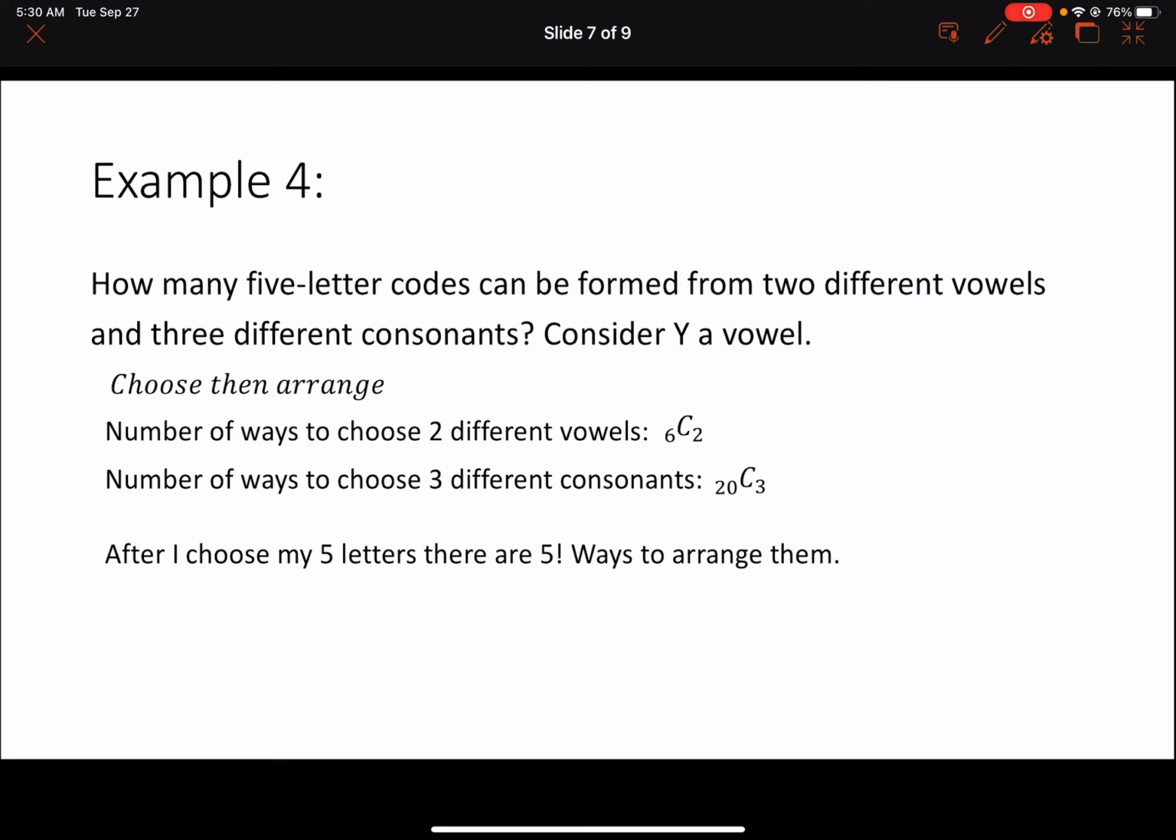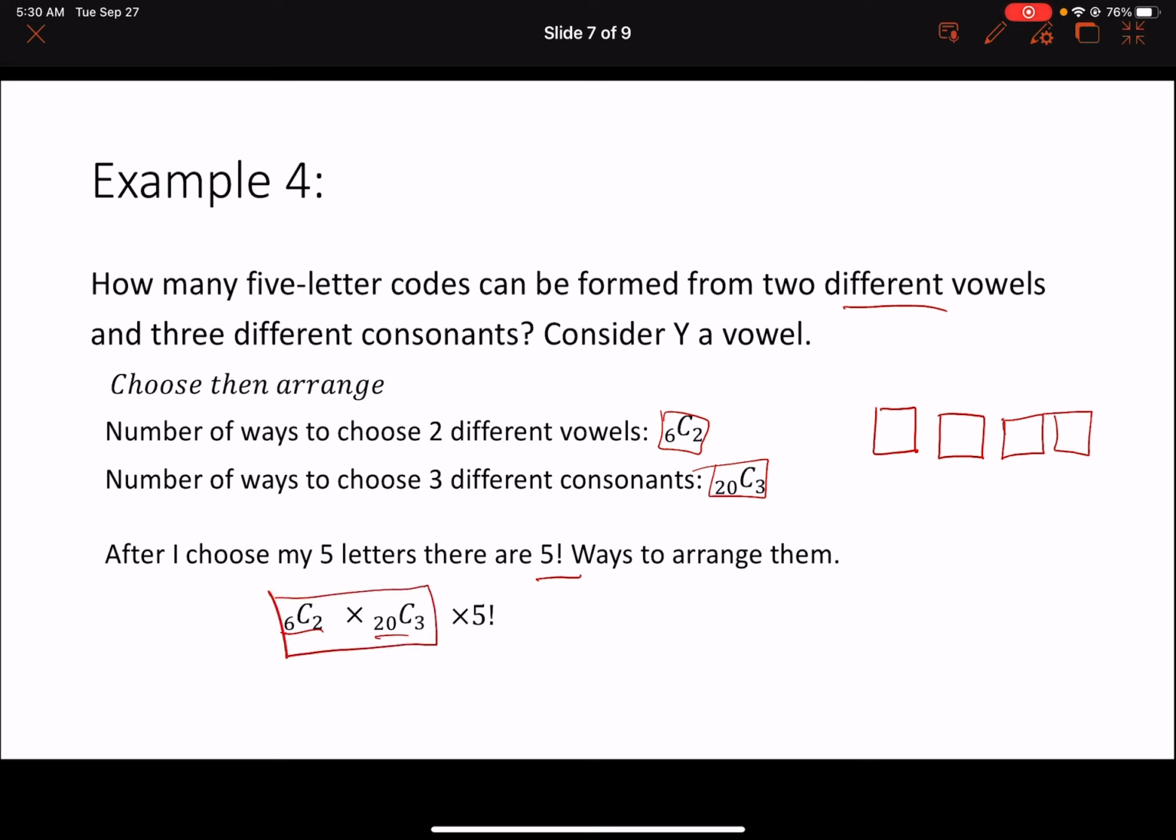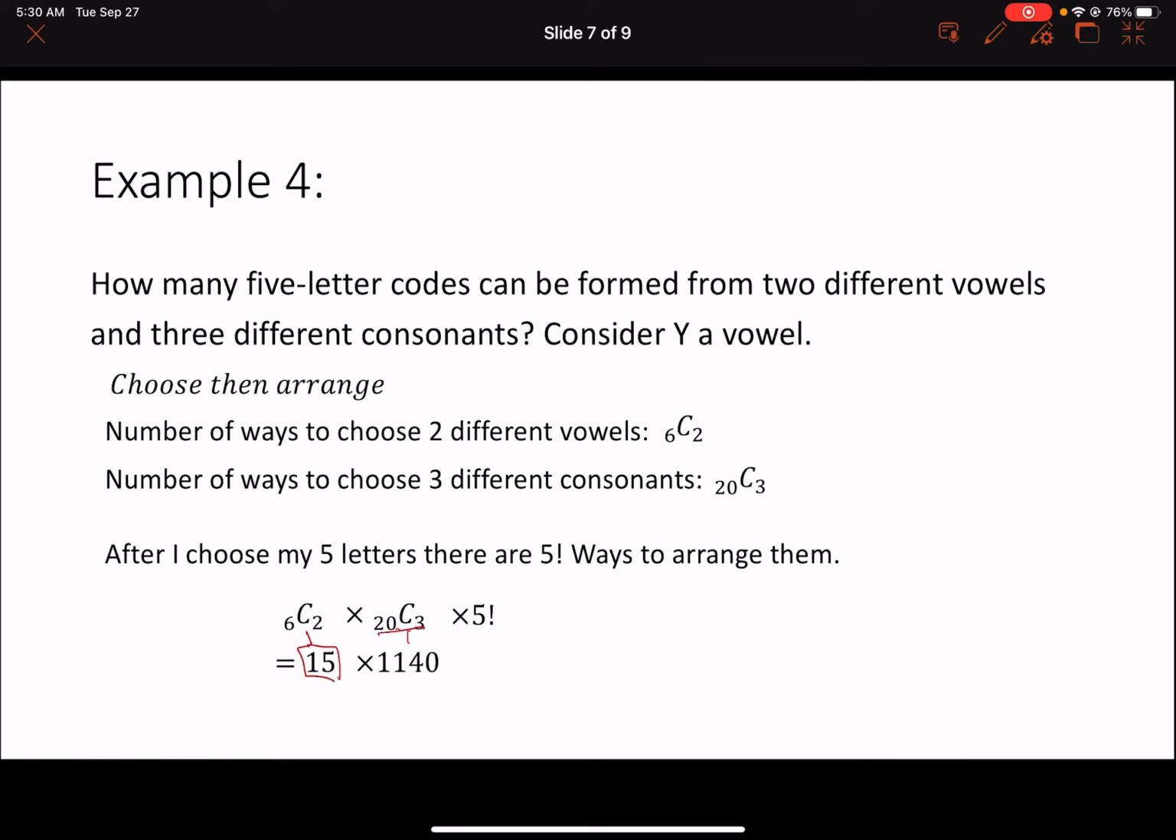Once I choose my 5 letters, I have 5 different letters. How many ways are there to arrange them? Well, there's 5 factorial ways to arrange it. So you multiply 6 choose 2 by 20 choose 3, the number of ways to choose the 5 letters. Then once we choose them, we arrange them in 5 factorial ways. So 6 choose 2 is 15. 20 choose 3 is 1140. 5 factorial is 120. And there is about 2 million different 5-letter codes that can be formed in that way.